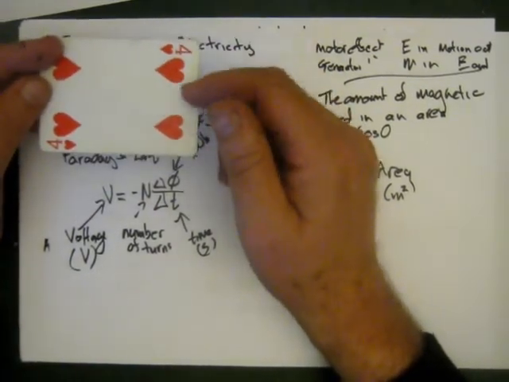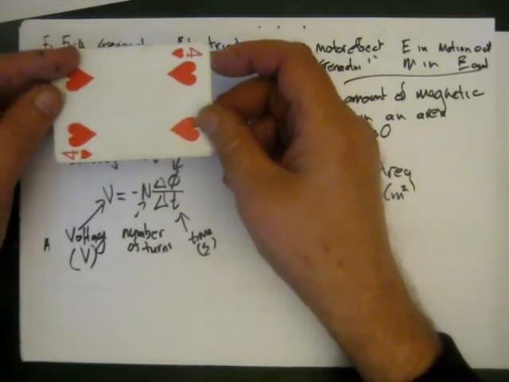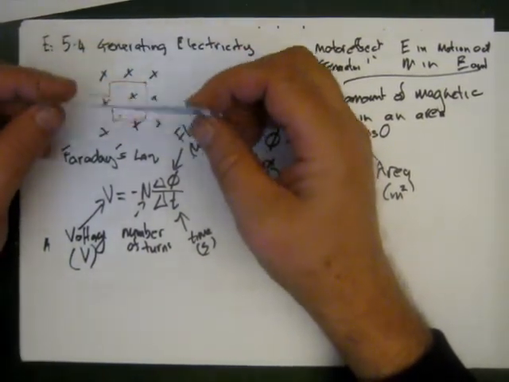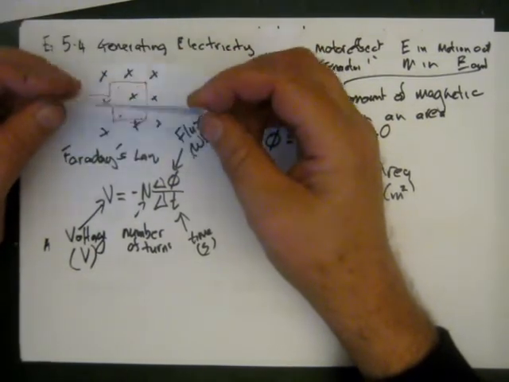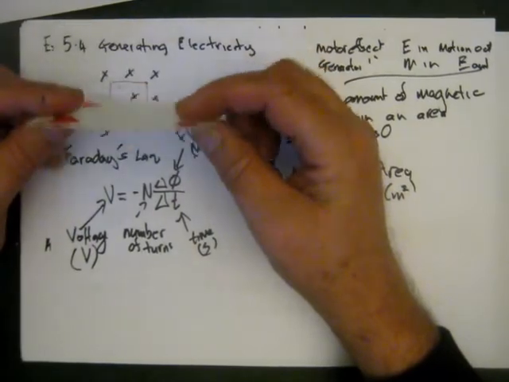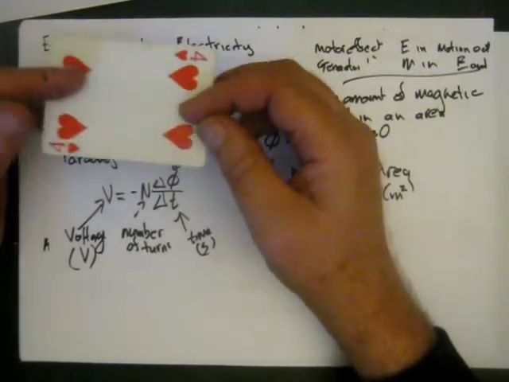And basically that's the heart of just about all electrical generators, they work on the fact that you spin loops. So maybe 80 to 90% of the world's electricity is generated this way, by spinning loops through a magnetic field.